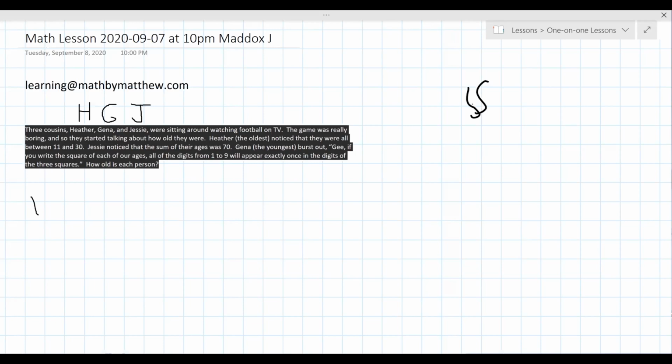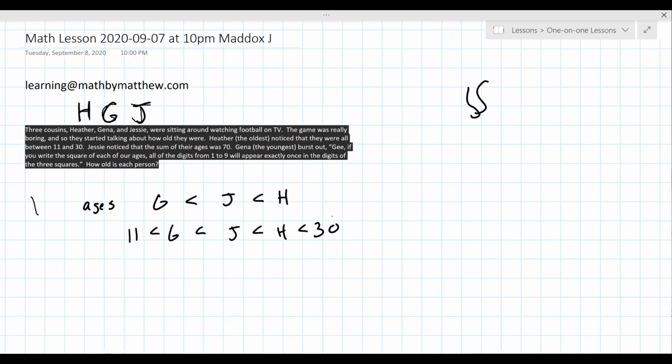There it is. Okay. So Heather, Gina, and Jesse. Heather is the oldest, and Gina is the youngest. So we know their ages, we're just writing information, Gina, G is less than J is less than H. It also says that they're all between 11 and 30. So we can say 11 less than G less than J less than H less than 30.